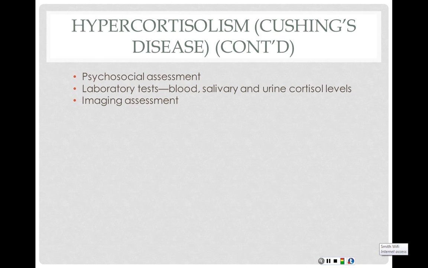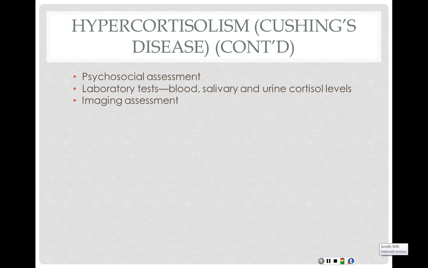And so when we do a psychosocial assessment on this person, they may report that they're irritable, confused, and have mood swings. The labs will show that the person has high cortisol levels. The ACTH levels are going to be elevated in the person that has pituitary Cushing's disease. And so imaging assessments may be done to look for lesions.